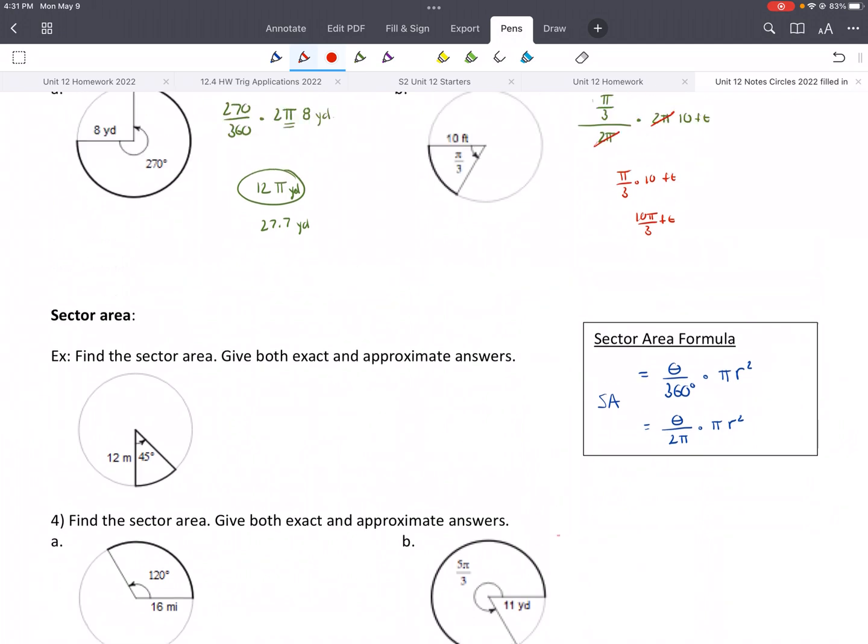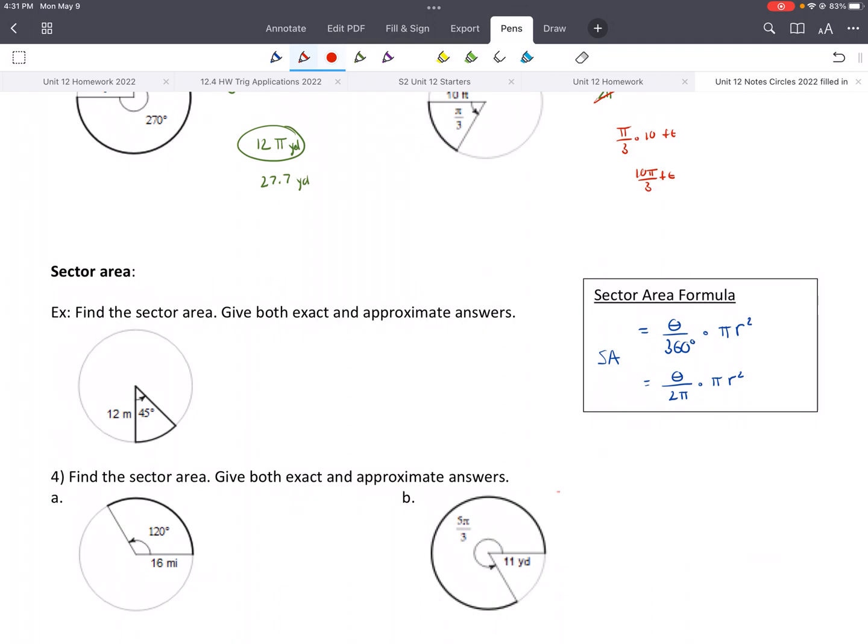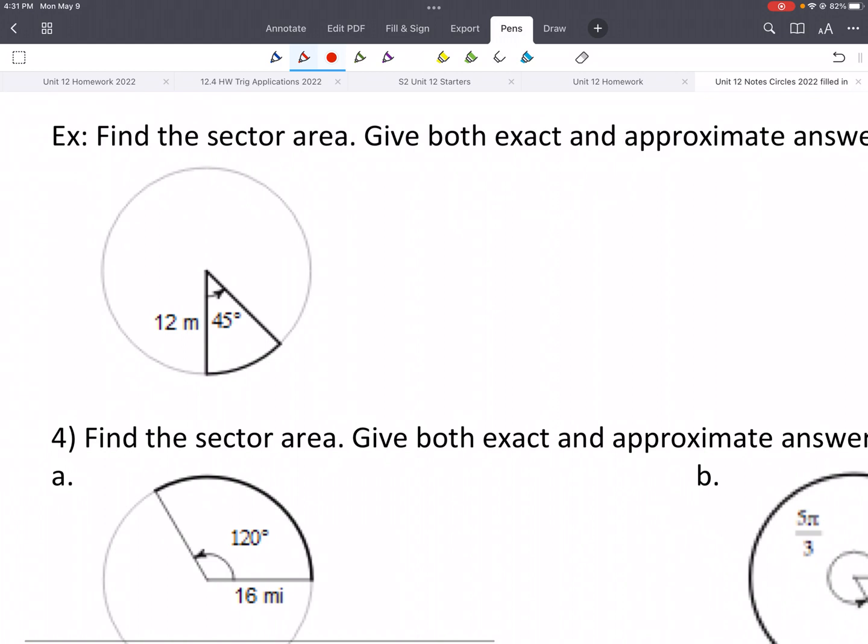It's the same kind of idea. It's going to be a fractional part of the area this time instead of the circumference. So here we have an example where we have an angle of 45 out of 360. Looking at it, this is 1/8. It's an eighth of your circle, kind of like your pizza. Then we'd multiply it by, instead of 2 pi r, pi r squared. So it would be 12 meters squared.